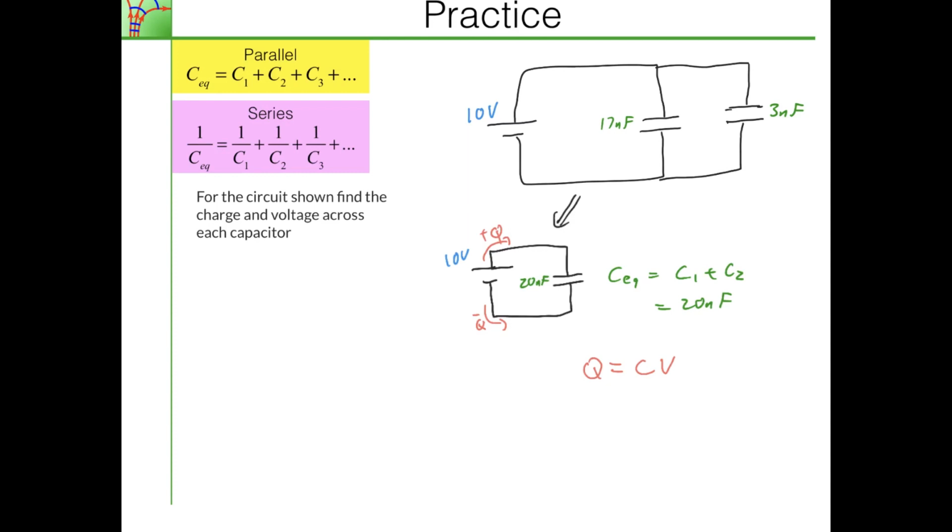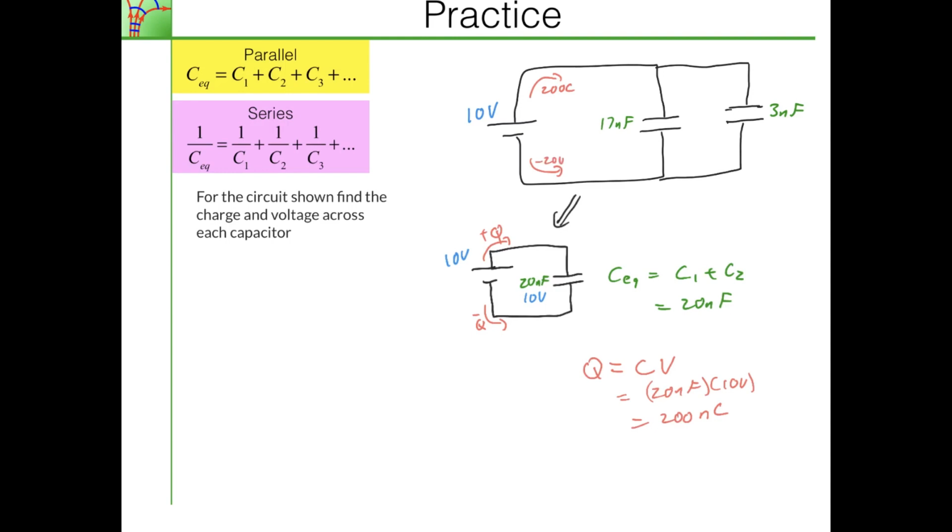We want to find the charge across that thing. What is the voltage across this capacitor? To find the charge, we need to know the voltage across it. Well, it's attached to a 10-volt battery, and it's the only capacitor for this equivalent circuit, right? So the voltage across this thing is 10 volts. So we have 10 volts, we have a 20 nanofarad capacitor, so we can find the charge on that equivalent capacitor. It's going to be 20 nanofarad times 10 volts, so we end up with 200 nanocoulombs.